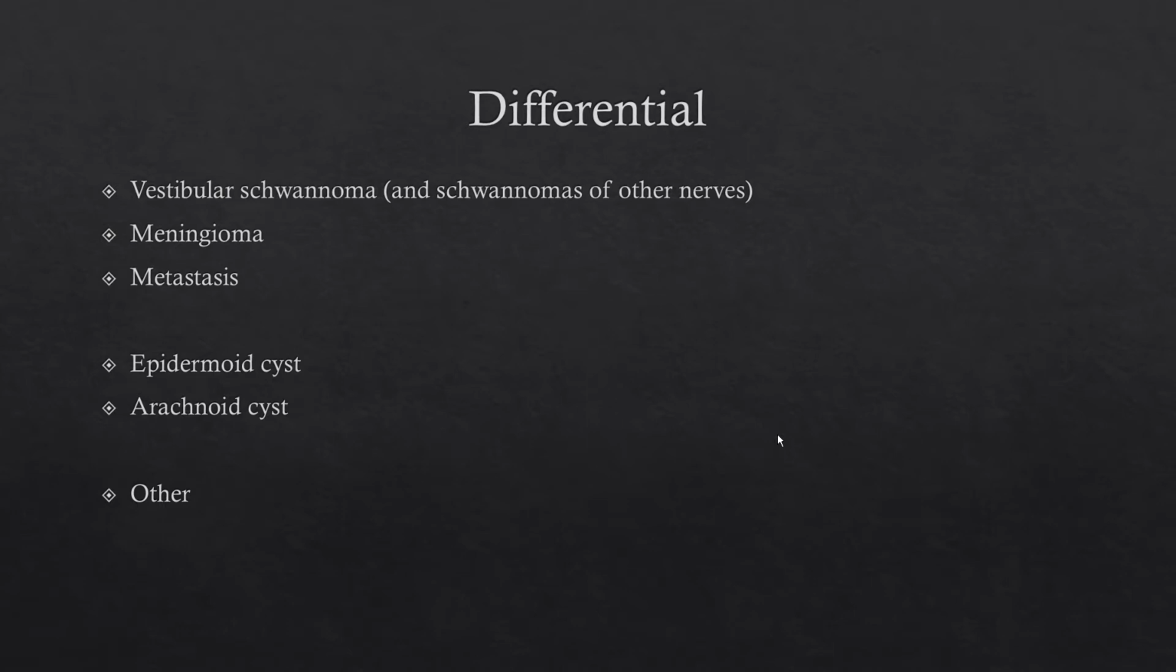These are some of the differential considerations for a mass occurring within the CP angle cistern. Vestibular schwannomas are going to be the most common, making up 80% of the masses, and we're going to look at exactly how these appear.